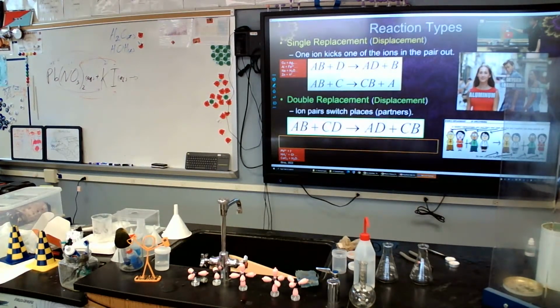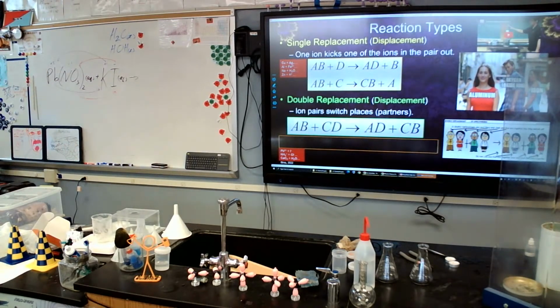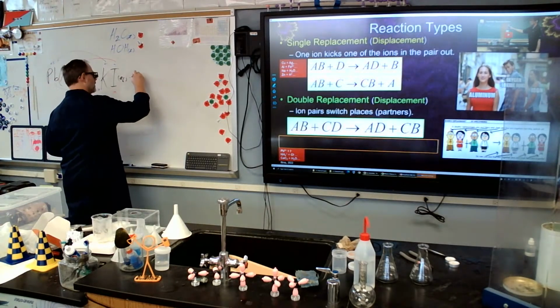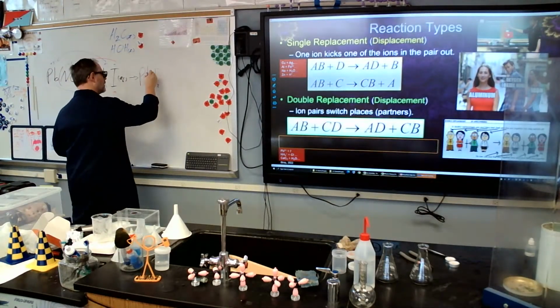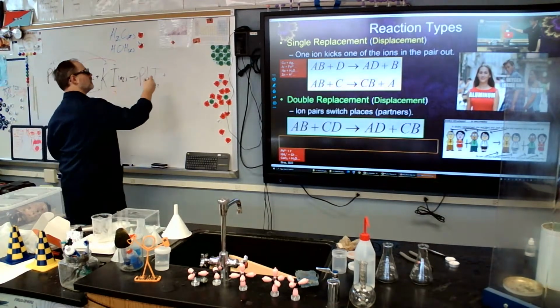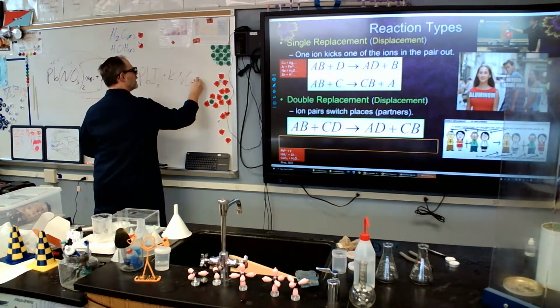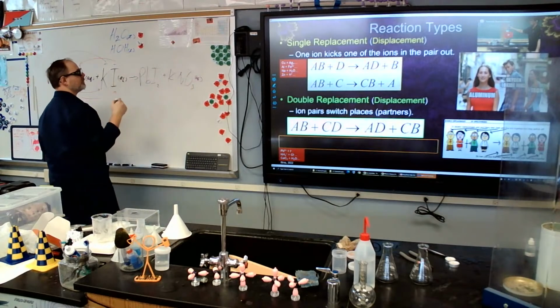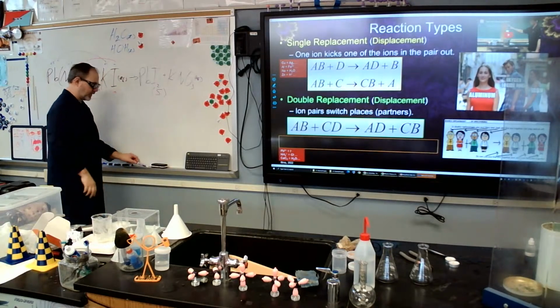Make sense? Okay. So what am I going to make? What's one of the things I'm going to make? PbI2, lead-2 iodide. And what's the other thing I'm going to make? KNO3. And here's the beauty. The potassium nitrate is going to stay aqueous, but the lead iodide is going to form a precipitate.